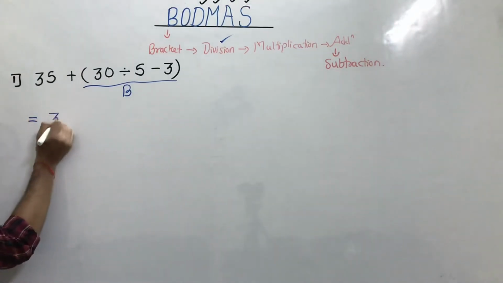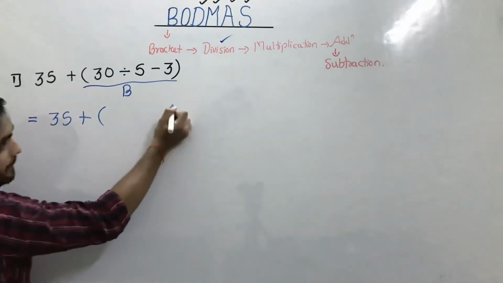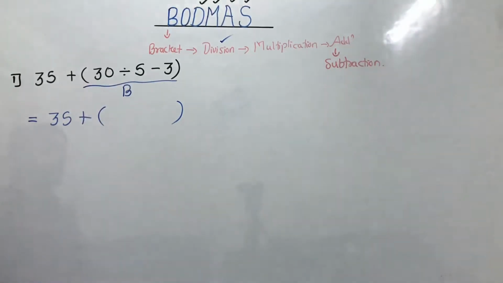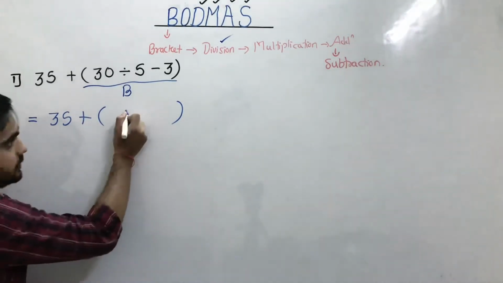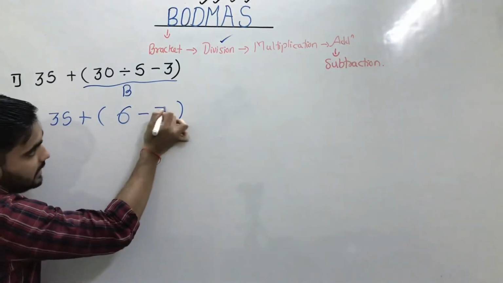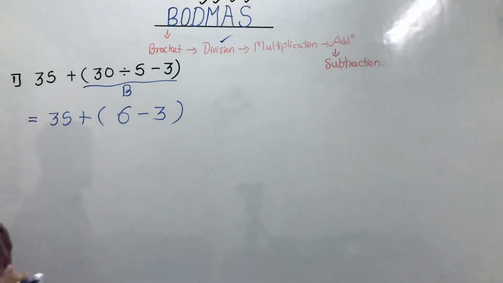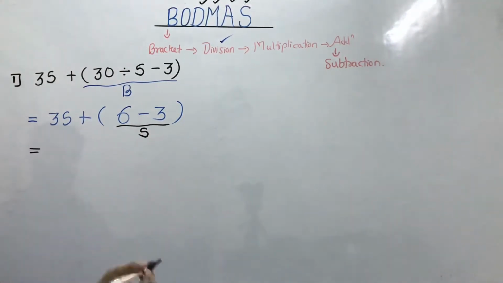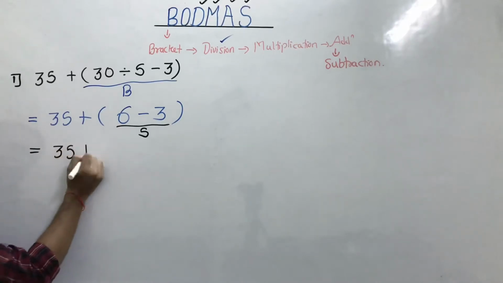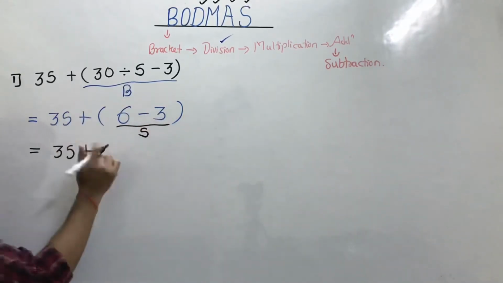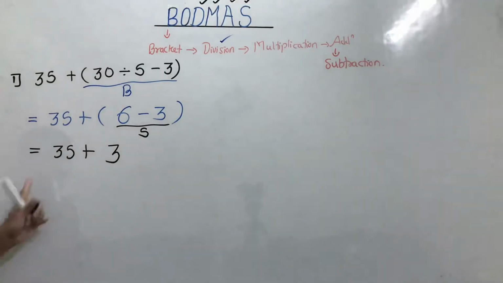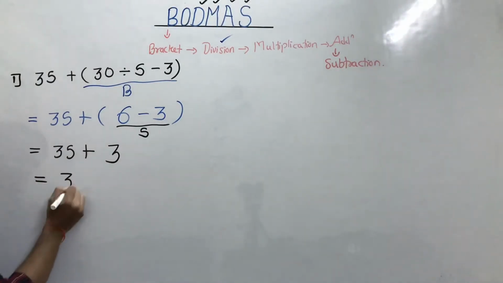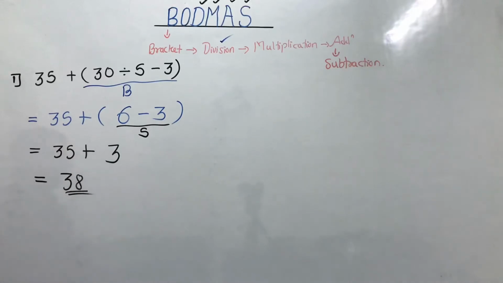So this will be 35 as it is plus bracket as it is. So 30 divided by 5. 5 sixes are 30. So this is 6 and then minus 3 as it is. So we have done with division. Now we'll do subtraction. 6 minus 3, this will be 3, right? So I'll write S for subtraction. So this is 35 plus, now you can open the bracket. So this is 3, and 35 plus 3 is 38, which is your final answer.